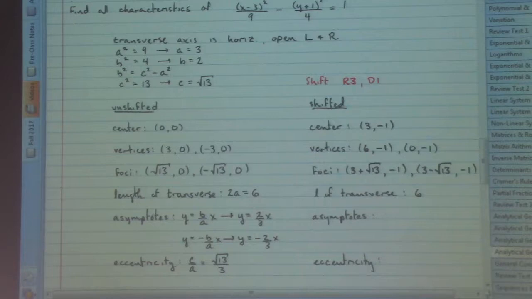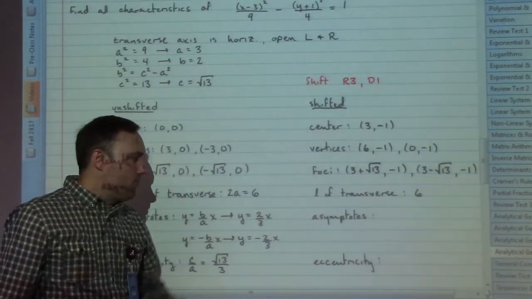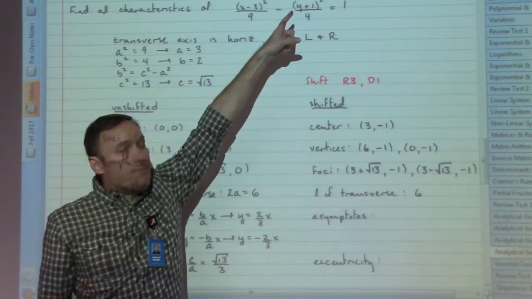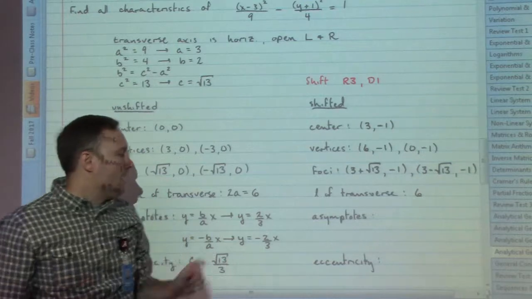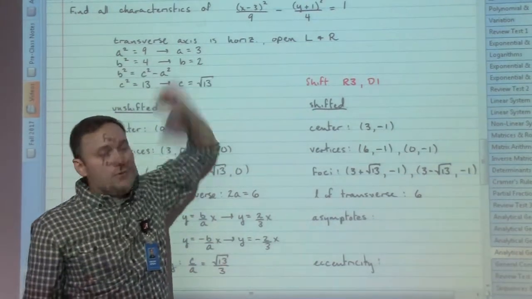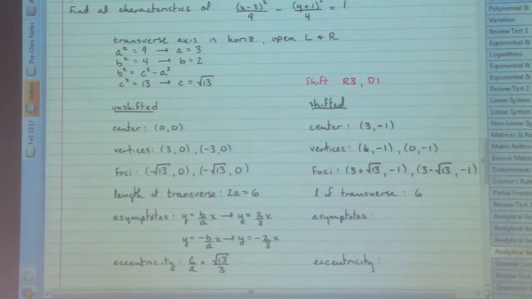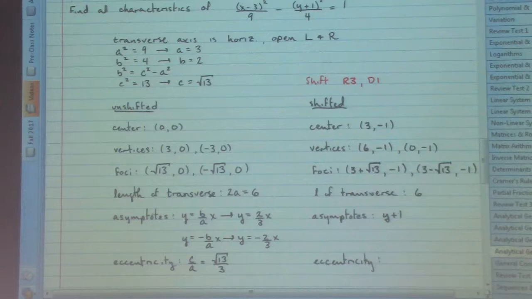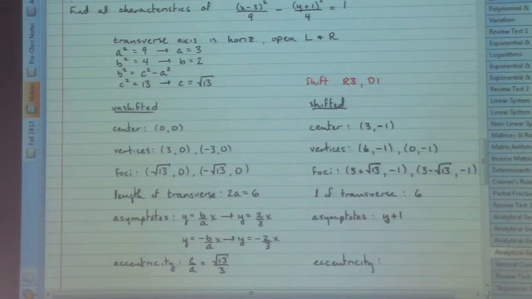My asymptotes do. So going back to that suggestion, y equals 2/3 x needs to be shifted. Instead of the y, I have parentheses y plus 1. Instead of the x, I have parentheses x minus 3. So I'm actually going to go ahead and start from that perspective. Y, nope, not anymore. It's y plus 1.